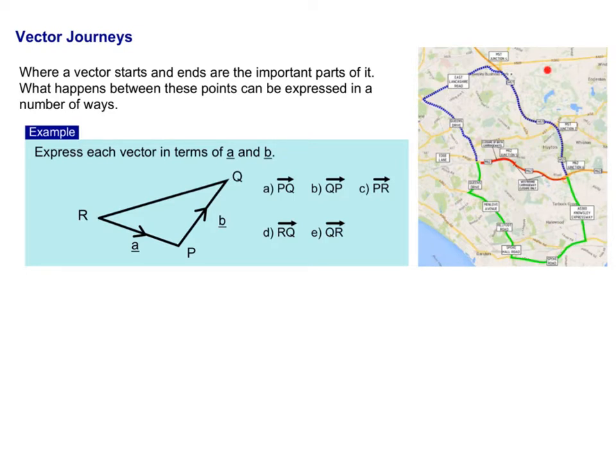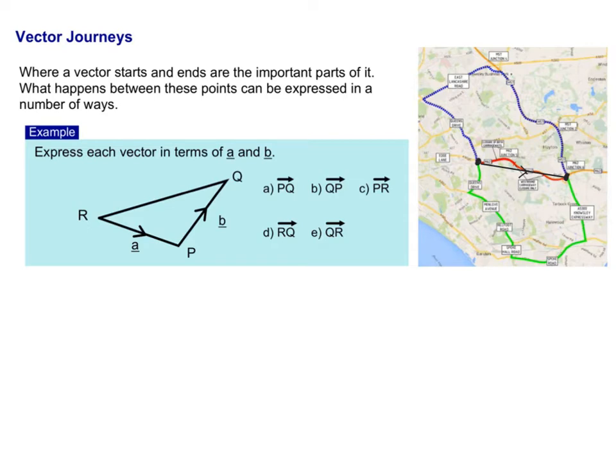A nice wee example is this wee map here, and these three roads, blue, red and green, have the same beginning and end point. Now the blue road takes us all the way around here, the green road takes us all the way around here, and the red road is a more direct route. In terms of vectors, these three journeys are the same because they've got the same end point and the same beginning point, and we're going from one to the other. So in terms of vectors, these are all the same.